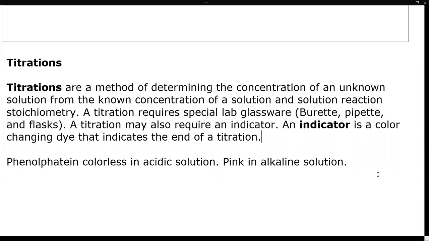There's also an indicator. An indicator is a special color changing dye that indicates the end of a reaction. Phenolphthalein is the most common indicator in general chemistry. An acidic solution is colorless, and it's pink in alkaline solution. That is, once it gets a little basic, it's going to turn slightly pink. If you overshoot your titration, it'll turn dark pink, and that's a good indication you've overshot that titration.